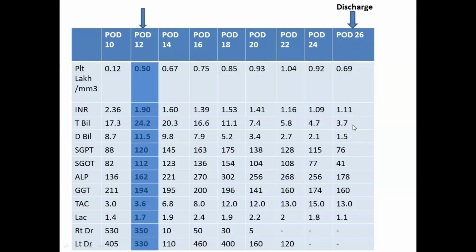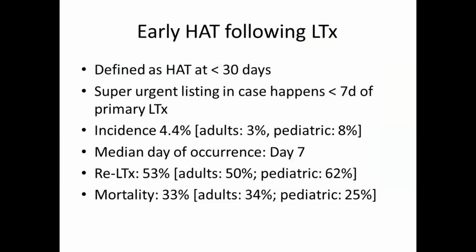I won't say that they were normal tests of liver function, but the drain output had decreased, the lactates had normalized. And of course, we do not run our patients on such high TAC levels. But like I said, if you are giving the same dose, the TAC levels might fluctuate when you have got allograft dysfunction. So early hepatic artery thrombosis after liver transplant is defined as a hepatic artery thrombosis which occurs less than 30 days of the primary transplant.